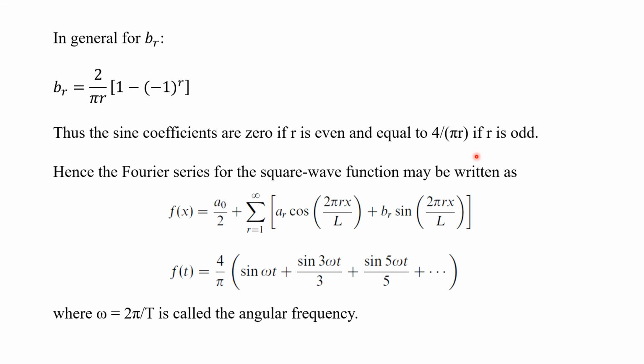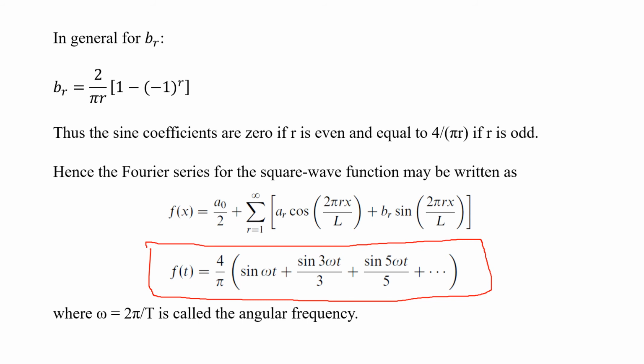Hence, the Fourier series for the square wave function may be written as the following. We know that your a naught is 0, and your a_r is also 0, because your function is an odd function, so we only have this one here. The first term is your b1, which is 4 over pi times sine 2 pi x over L, plus your b2, which is 0, plus your b3, plus your b4, which is 0, plus your b5, this term here. Here, your 2 pi over T was just replaced by omega, which is called your angular frequency. So this function is your Fourier series for your square wave.